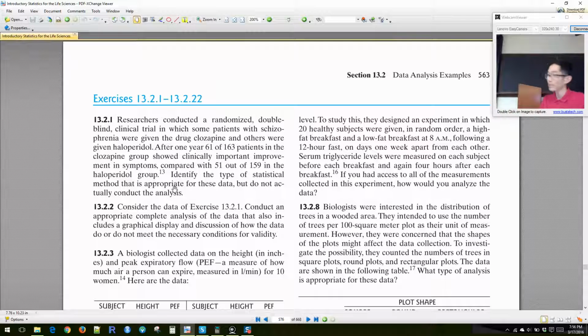Okay, so we'll look at problem 13.2.1, and it says, researchers conducted a randomized, double-blind clinical trial in which some patients with schizophrenia were given the drug clozapine and others were given haloperidol. After 1 year, 61 of 163 patients in the clozapine group showed clinically important improvement in symptoms, compared with 51 out of the 159 in the haloperidol group. Identify the type of statistical method that is appropriate for these data, but don't actually conduct the analysis.